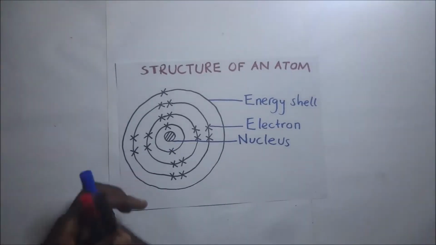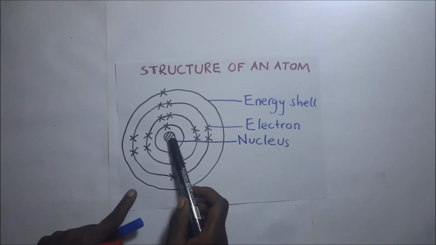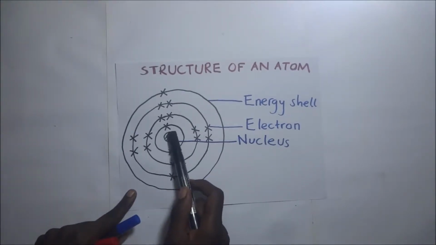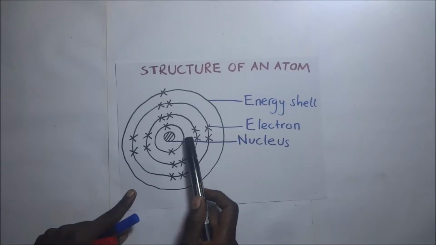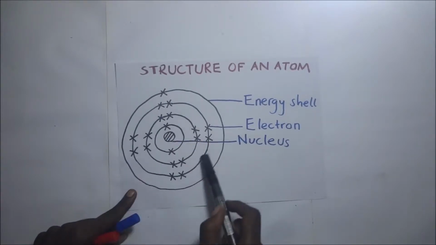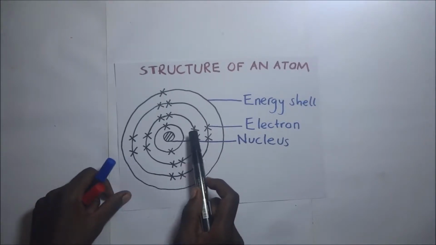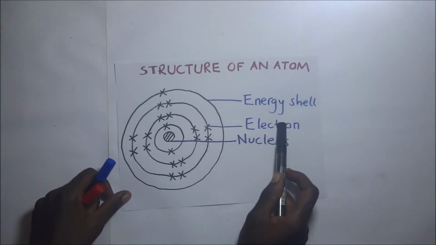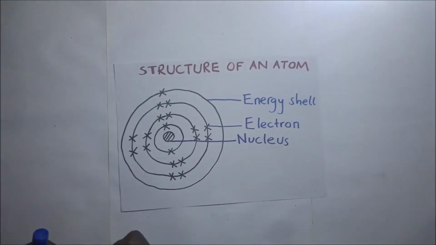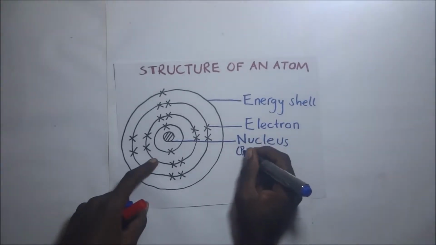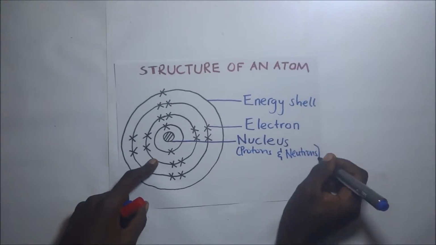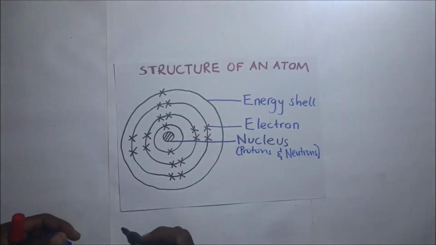As we can see, an atom is made up of the nucleus, which is the central mass of the atom. Then we also have the energy shells. Energy shells are around the nucleus, and it's on the energy shells that we find electrons. Inside the nucleus is where we find the protons and neutrons. Yes, protons and neutrons are inside the nucleus.